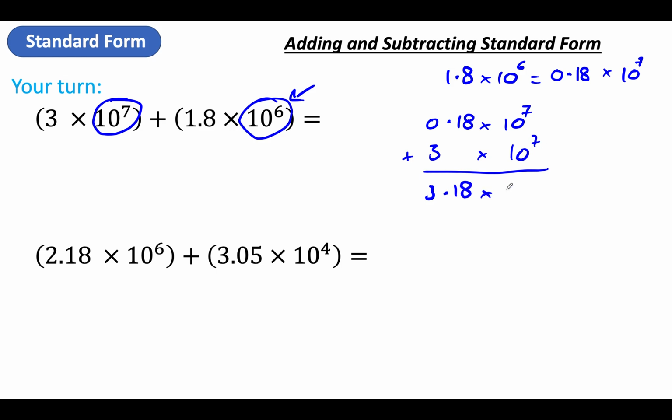3.18, and it's still times 10 to the power of 7. Okay, and even if you use method 1, that should still work. 3.18 times 10 to the power of 7. Okay, my other powers, 10 to the power of 6, 10 to the power of 4.